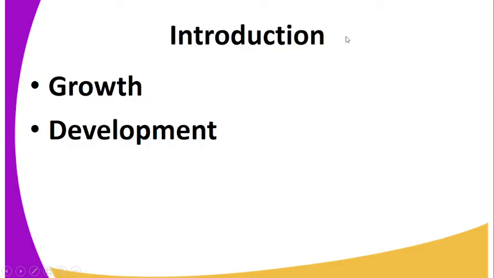We are going to start with definition. The first word we are going to define is growth. What is growth? Growth is the permanent increase in size and mass. The permanent increase in size and mass of an organism is called growth, while development is the permanent change in the complexity of an organism. So there's a difference between growth and development.